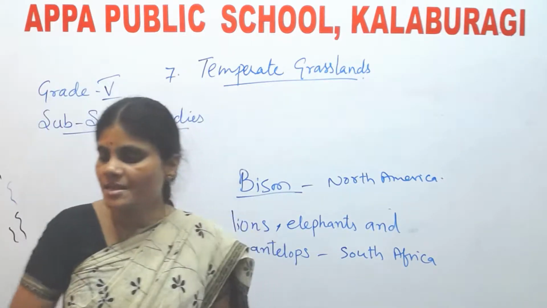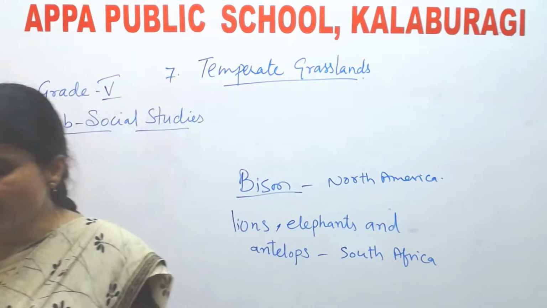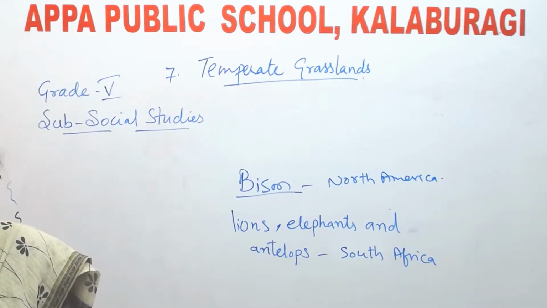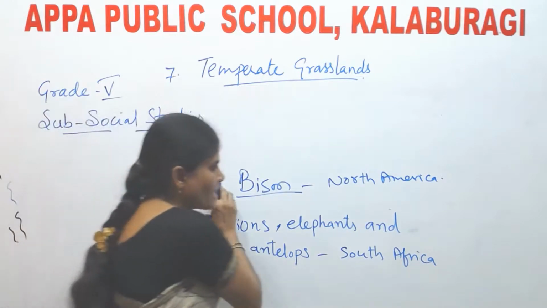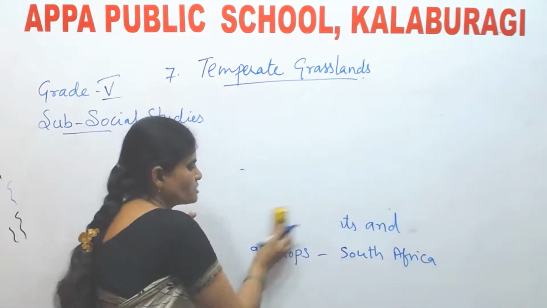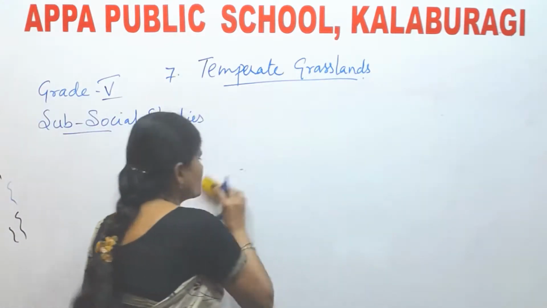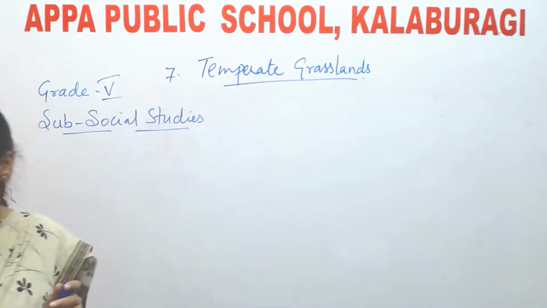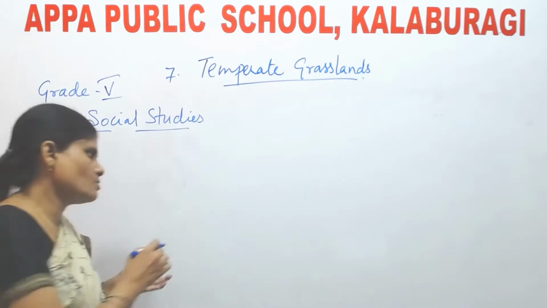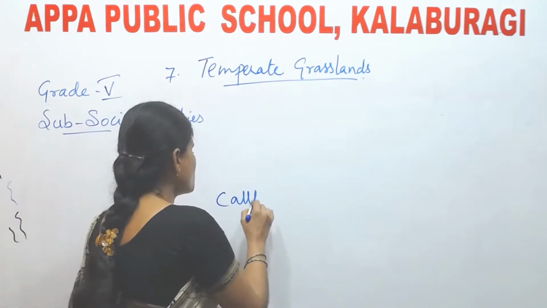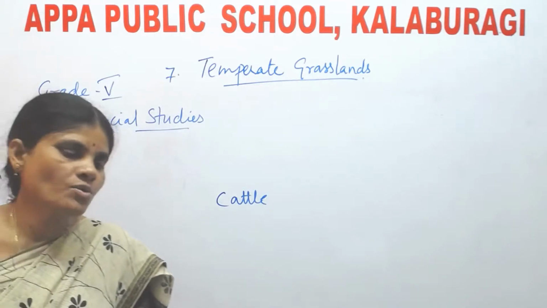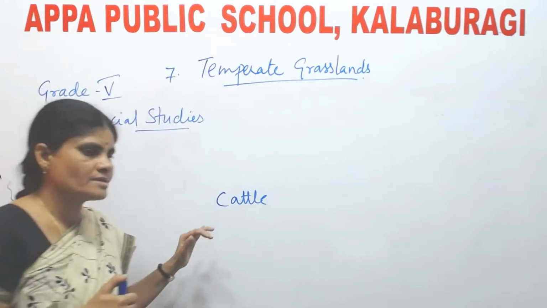See, which are the animals? Which are the most important animals found across all the grasslands? Which are the most common animals found in the grasslands? Cattle. Okay, cattle are the most important animals found across all the grasslands.